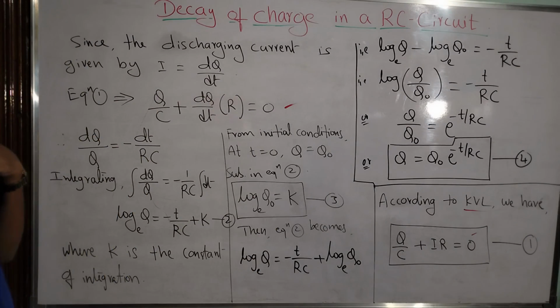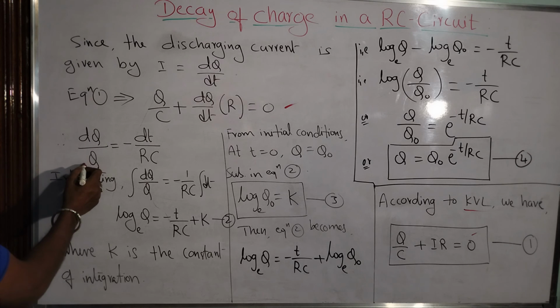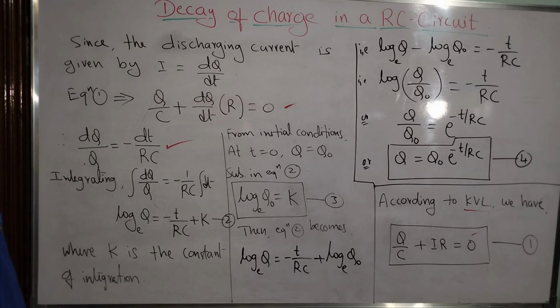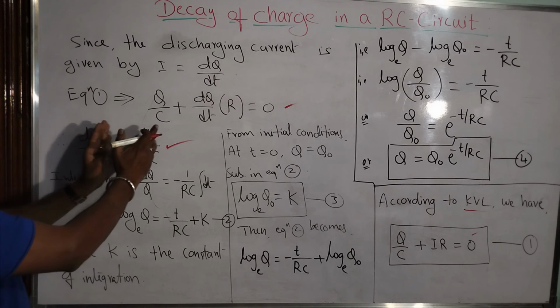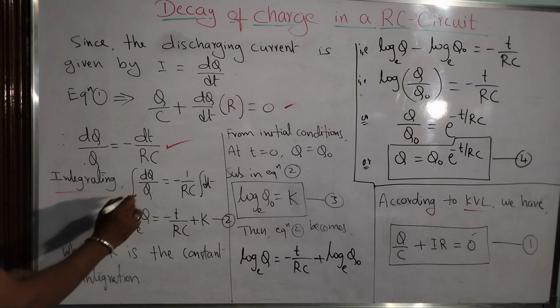Okay. So the next step is the mathematical simplification. Take all the charge terms to one side, that is dq by q is equal to minus dt by RC. The above equation is simplified so that all charge terms are on one side and time terms are on the other side, so that you can integrate easily on both sides.